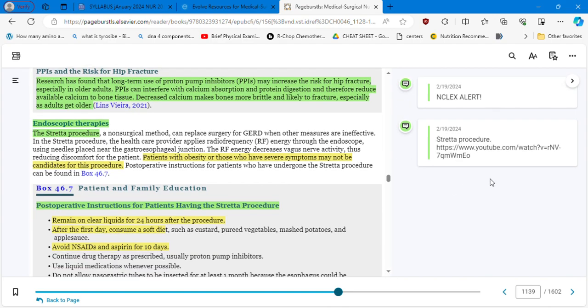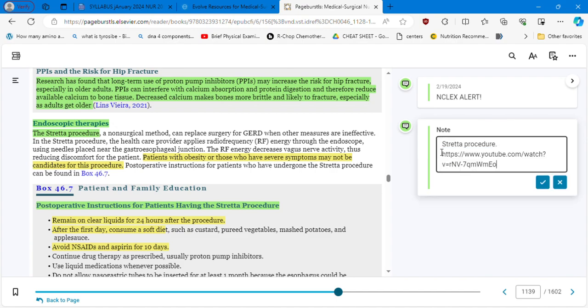Okay, now endoscopy therapies. The Stretta procedure is one of the procedures to help with this condition, and we are going to watch the video of the Stretta procedure. Okay, so when they tell you the patient is going to go through this procedure, you know already what is your nursing intervention.